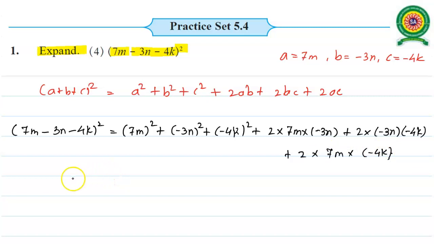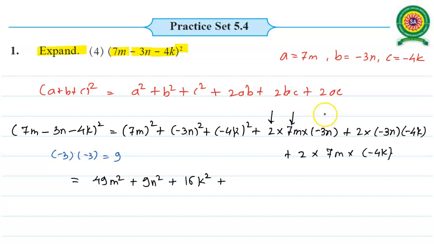Now try to simplify. Once we separate the square, 7 square is 49 into m square, plus now minus of 3 the whole square means minus of 3 into minus of 3, minus minus plus, 3 3s are 9. So we are getting 9n square plus minus of 4 the whole square, minus 4 into minus 4 we have a positive 16 into k square as it is, plus now 7 2s are 14, 14 3s are 42, plus minus throughout we have a minus.